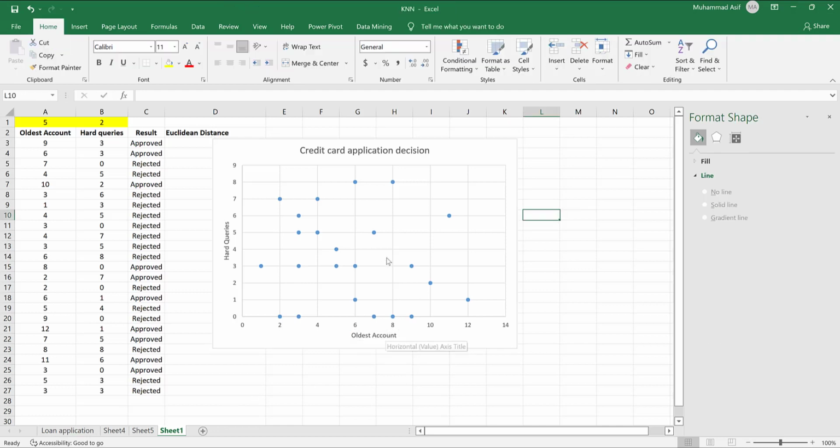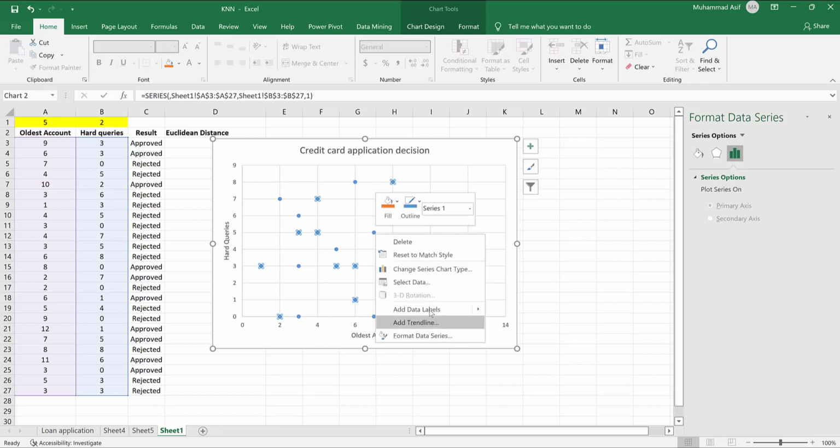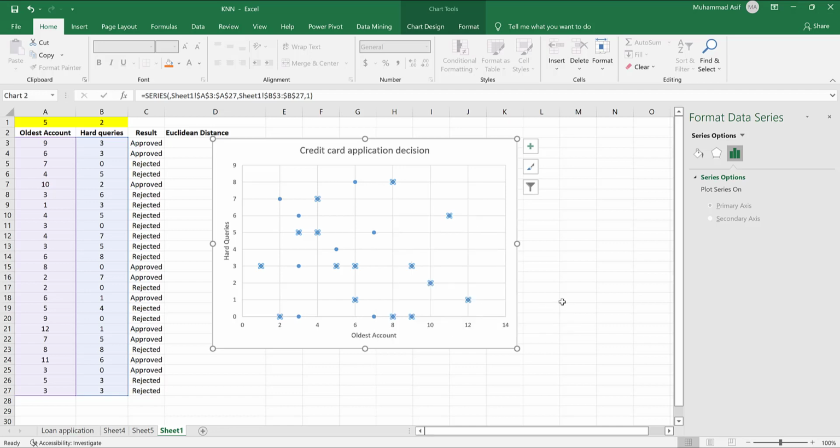After that, I would label these data points, and for that, right click on them and add data labels, and click on this one. It shows these values, but these are not the values that we want. We want labels in terms of decision, approved or rejected, which means what happened to these data points, were they approved or rejected. So we need to change this a little bit.